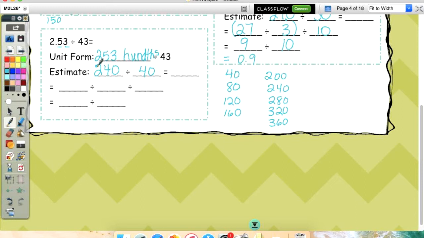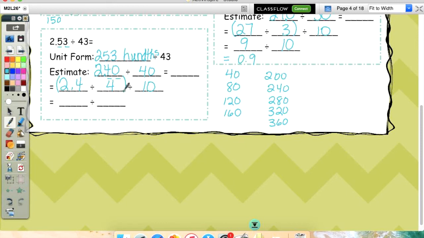Now, I've got to decompose the 40. 4 and 10. 240 is what number? 24. No. Hundreds. 2.4. Awesome. Where do my parentheses go?